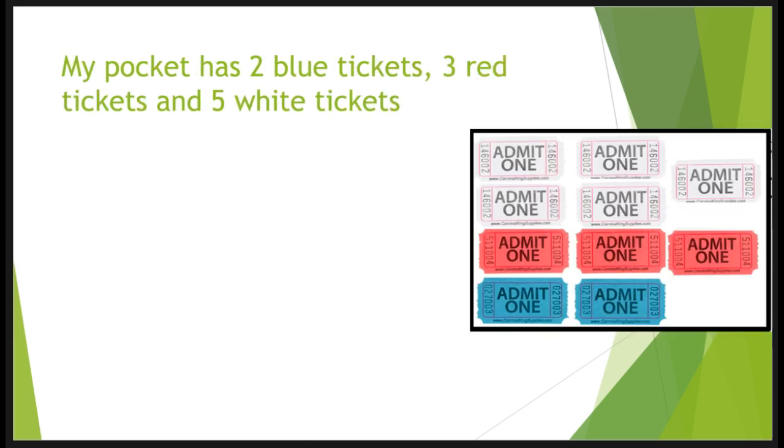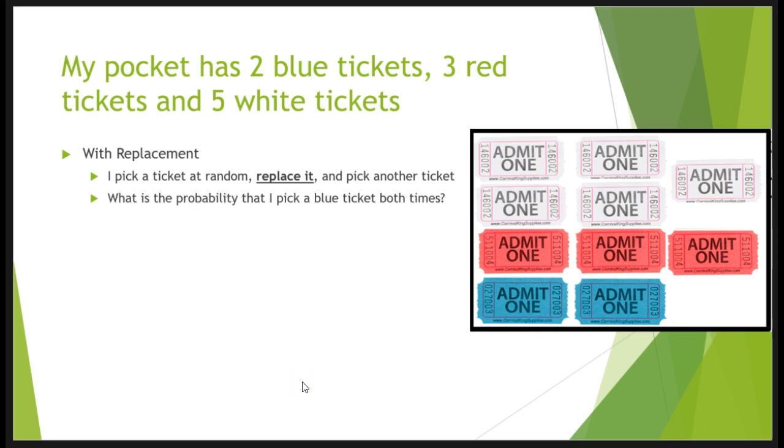Let's take a look at an example. In my pocket, I have 2 blue tickets, 3 red tickets, and 5 white tickets for a total of 10 tickets. They all feel the same. I can't tell the difference when they're in my pocket. In the first example, I'm going to pick a ticket at random, then I'm going to replace it and pick another ticket. So what is the probability that I pick a blue ticket both times?